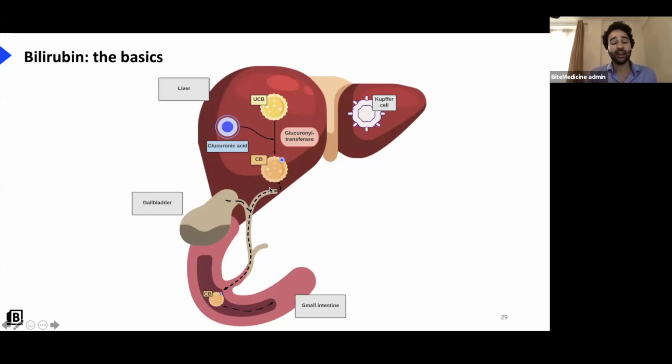And that is why conjugation is so important, because if this process of conjugation hadn't taken place, this bilirubin would not be water soluble and you would not be able to move the bilirubin towards the small intestine for excretion to take place. Hopefully that makes sense to everyone.